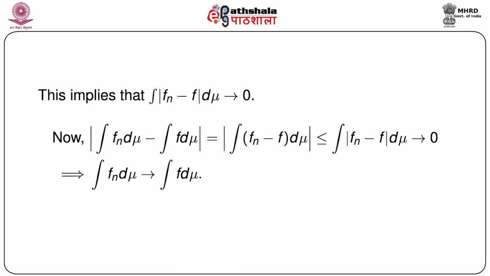Now all we have to show is that the integral of f_n d mu goes to the integral of f d mu, so there should be a mod beyond that. We start with the mod of the integral of f_n minus the integral of f d mu, which equals the modulus of the integral of f_n minus f d mu, which is naturally at most the integral of mod of f_n minus f d mu, and that goes to 0. This is what we just proved, which means the integral of f_n d mu goes to the integral of f d mu. So the proof is complete.